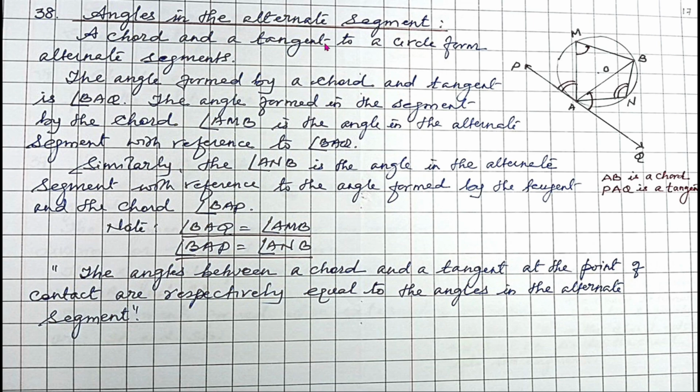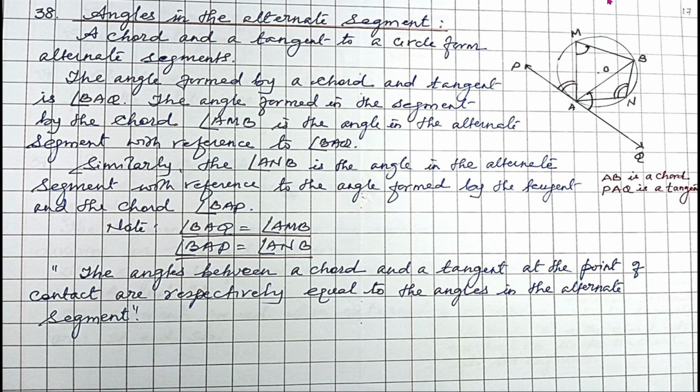Now, angles in the alternate segment is a very important property again. A chord and a tangent to a circle form alternate segments. The angle formed by a chord and tangent is angle BAQ. The angle formed in the segment by the chord, angle AMB, is the angle in the alternate segment with reference to the angle BAQ. Similarly, the angle ANB is the angle in the alternate segment with reference to the angle formed by the tangent and the chord, angle BAP. And please remember, angle BAQ is equal to angle AMB and angle BAP is equal to angle ANB.